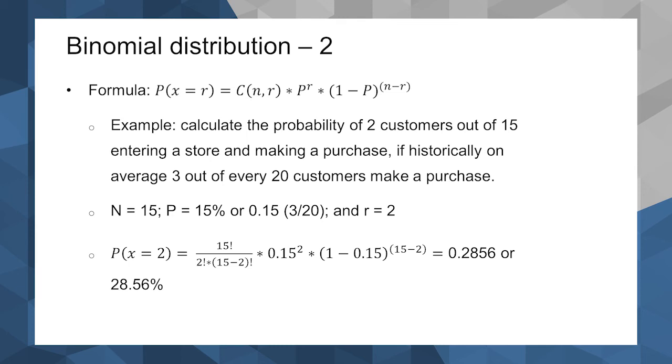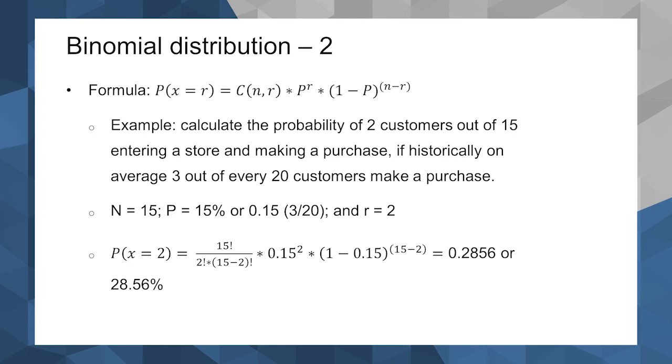Obviously, we could do the calculation as number of successes 2, probability 0.15 times 0.15. Number of failures 13. Probability of failure 85%. So we would do 0.15 times 0.15 times 0.85 times 0.85 times 0.85, 13 times. So we use the powers.